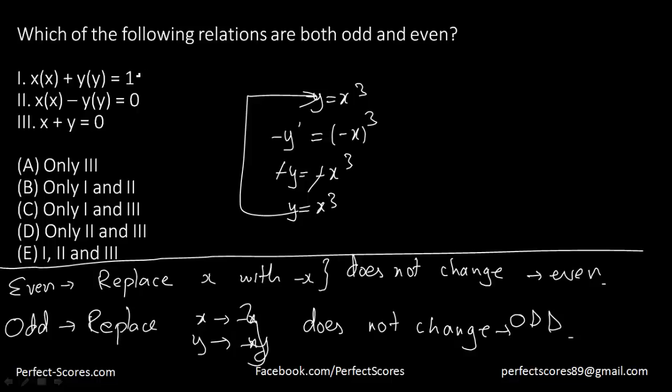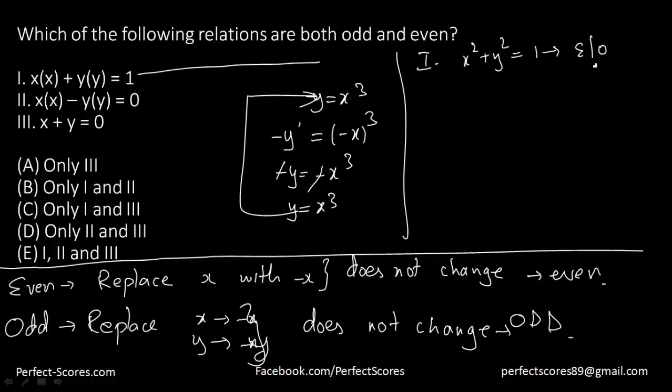So here in the first one, if I replace x with negative x, the function is still x square plus y square is equal to 1. If I replace y with negative y and x with negative x, the function still remains the same. That means this is an even function as well as an odd function. As you can clearly see, this is a circle. A circle is symmetric with respect to all four axes. That means it's a function which is symmetric.